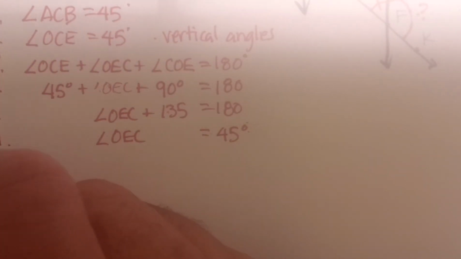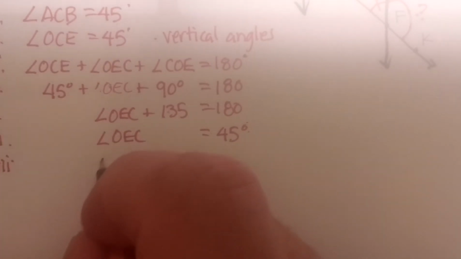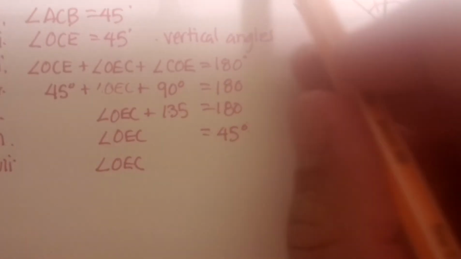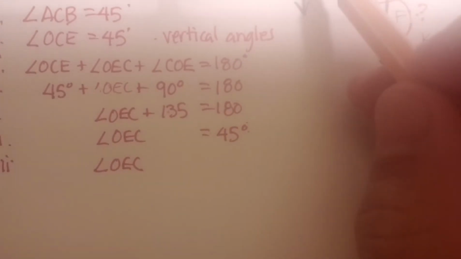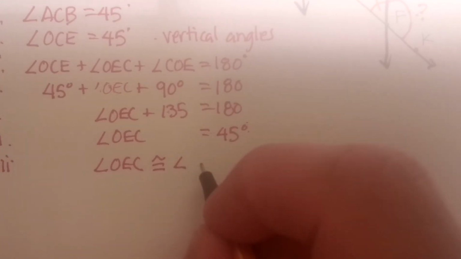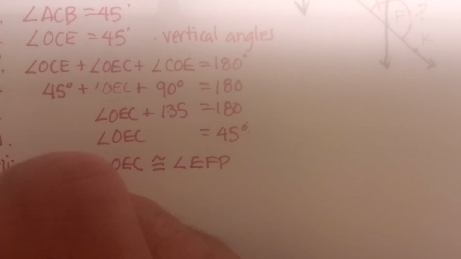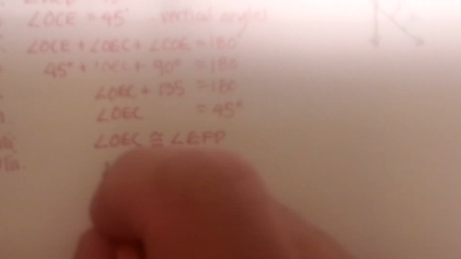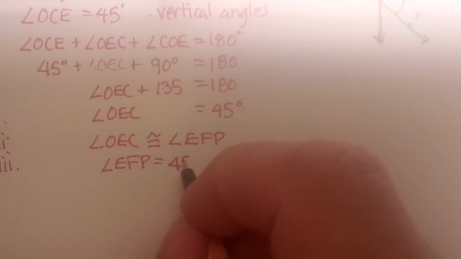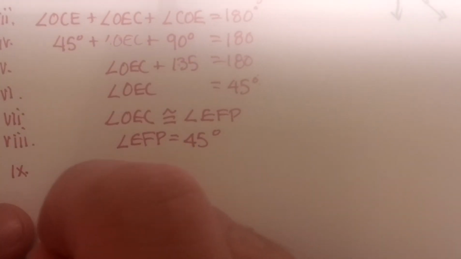Now, again, we know that angle OEC is congruent with angle PFE. These are just these same angles over here, right? We just set them backwards. So, therefore, step 3, angle EFP equals 45 degrees.